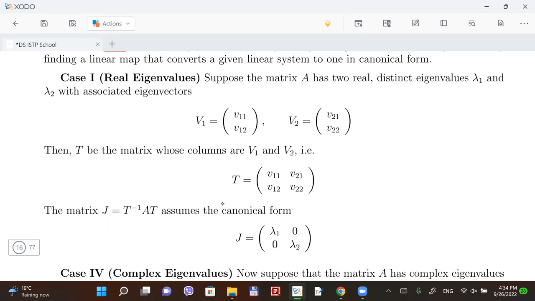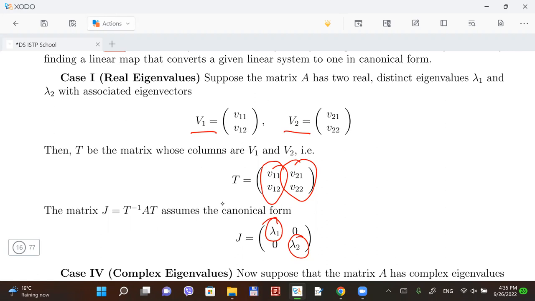In the first case, when the eigenvalues are real and distinct, we have two eigenvectors. The matrix T is very easy. Just put the vectors in the columns. So if we have one eigenvector here and the other eigenvector, this is the first vector and this is the second vector. Since the vectors are linearly independent, the matrix is invertible, so no problem. So T minus one times A times T will give the canonical form of the system, which will just be the form with the real eigenvalues on the main diagonal. So lambda one, lambda two.